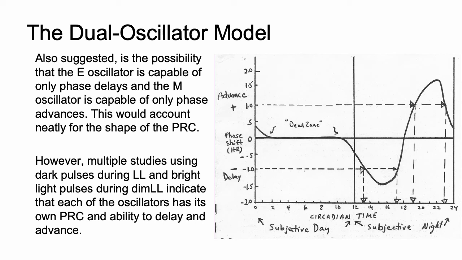However, multiple experiments in various animals using dark pulses during light, or bright light pulses during relatively dim light conditions, indicate that actually each oscillator is capable of both delays and advances.